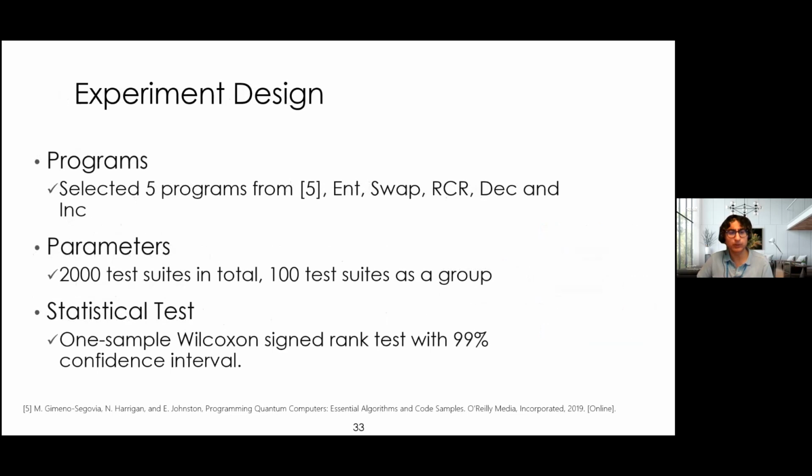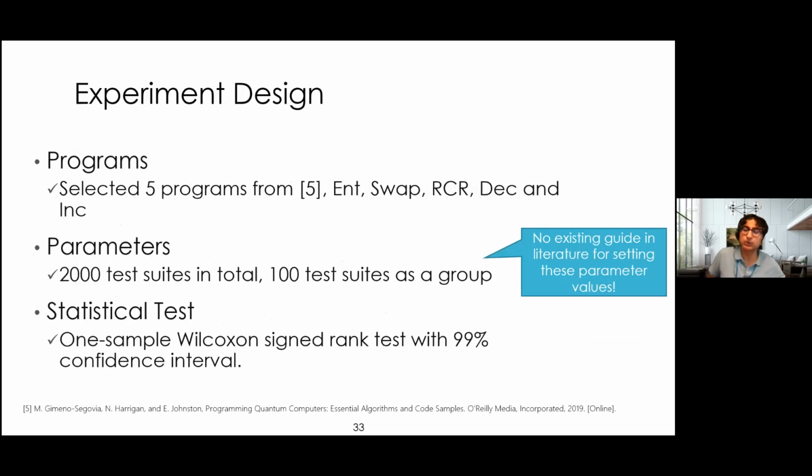Then we picked some programs. They were quite simple programs. Then we generated 2,000 test cases, with each test suite having 100 test cases. These are some of the typical parameters we used. Right now, there are no guidelines on how to select these, so we need to do more experiments to come up with what these numbers should be. And to calculate the p-value, we use a one-sample Wilcoxon test with a 99% confidence interval.